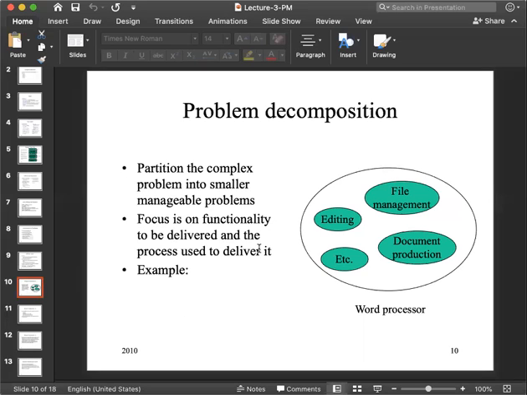Suppose you are facing any problem regarding documentation, then what will you do? You will break it down into small parts like file management, document production, editing. So you divide the whole problem into small parts, then solve it. Then it will be easier for you.